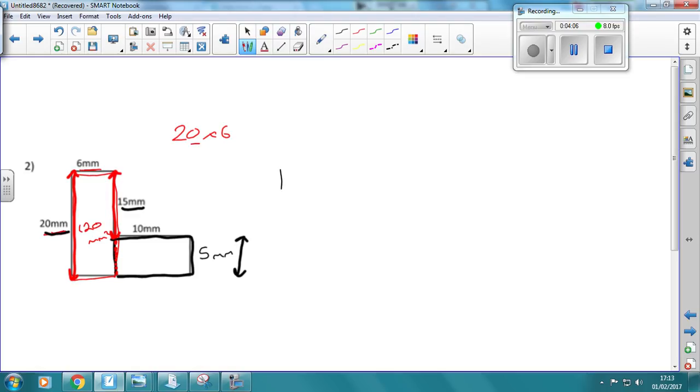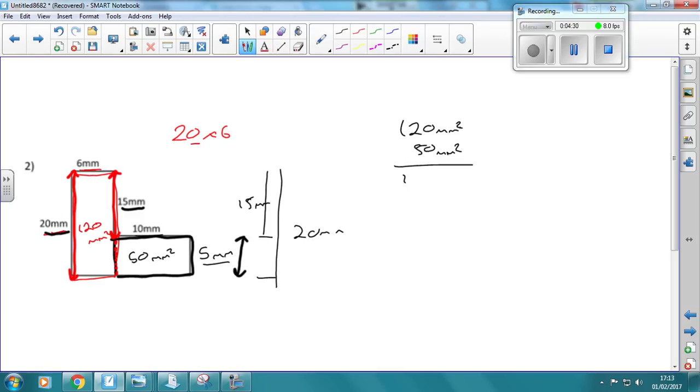So we know all of that is 20 millimetres. We know this bit here is going to be 15 millimetres, which gives us 5 millimetres there. So 10 millimetres times 5 millimetres is 50 millimetres squared. Then once you've done that, you need to add the two together. So 120 millimetres squared plus 50 millimetres squared gives us 170 millimetres squared.